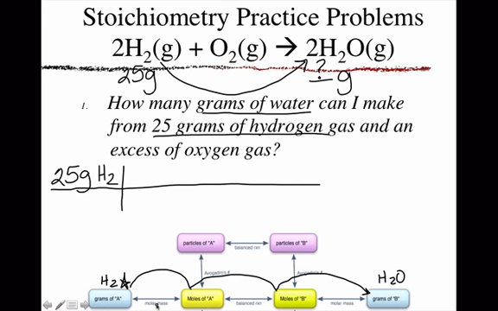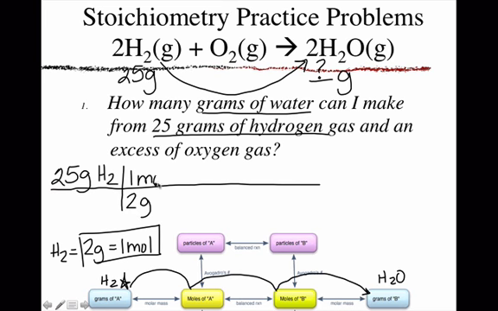The first thing it tells me to do is the molar mass. So if I looked up hydrogen's molar mass on the periodic table, it would be 2 grams per 1 mole. So I'm going to plug that in as my first conversion factor. If I'm in grams, I have to divide by the molar mass. So 2 grams is 1 mole, and those are both of hydrogen. So that takes care of that step.